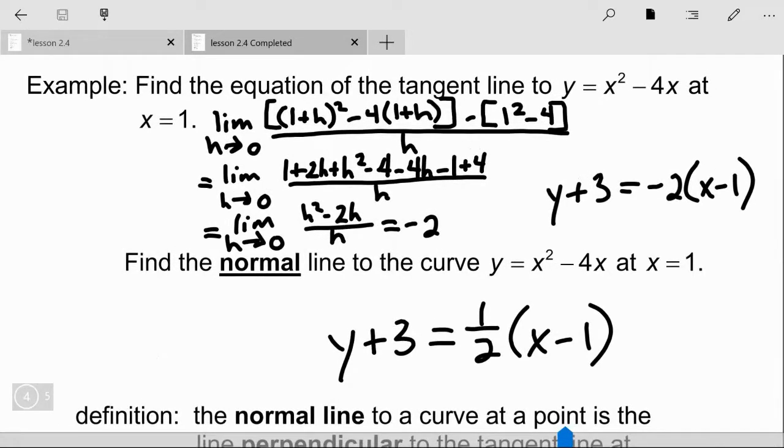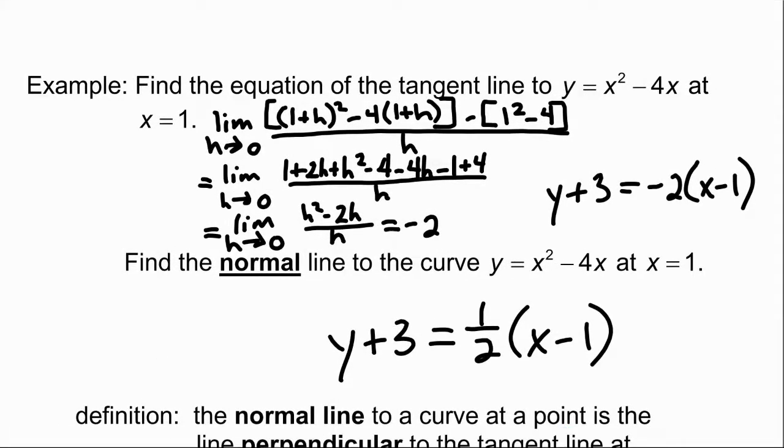Okay, so here's what you should have ended up with. Notice what I did here. For my first step, I took the limit as h approaches 0 of f of a plus h minus f of a, all divided by h.